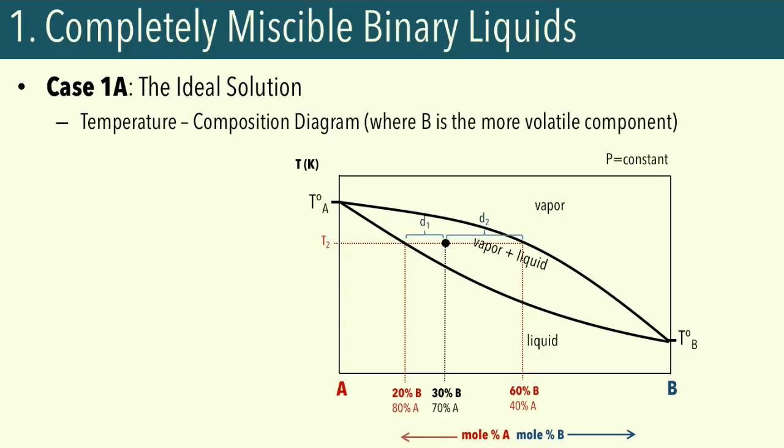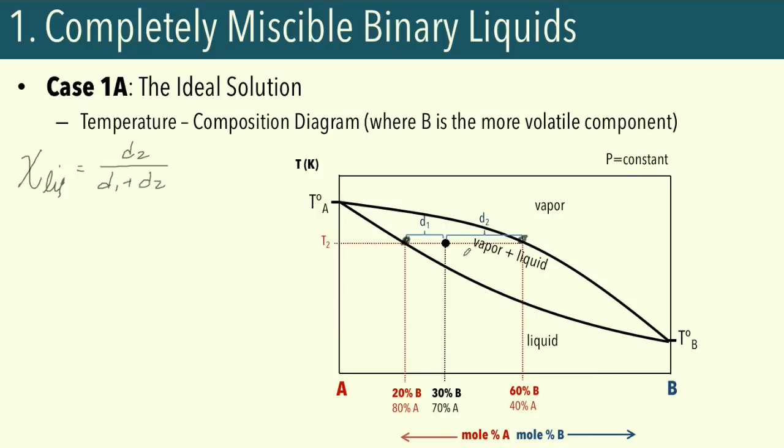Recall that the lever rule will allow us to calculate the mole fraction in the vapor and the mole fraction in the liquid. The liquid phase is going to be over here, the vapor phase is going to be over here. So if we're calculating the mole fraction in the liquid phase, we need to use the opposite distance. So this is going to be equal to d2 all over the total distance, so d1 plus d2.